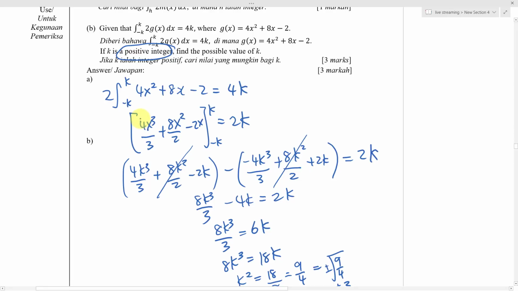First thing is, maybe I should write 2k here. Some students are so confused because there's a 2 here, right? I move the 2 to the other side, so it actually divides by 2 here. This explains why I will get the 2k.